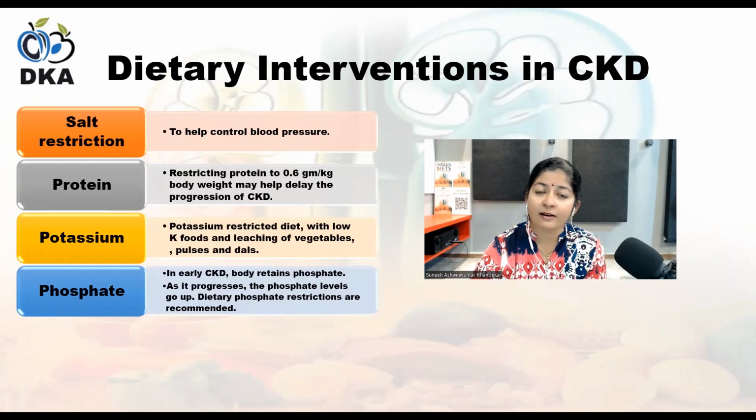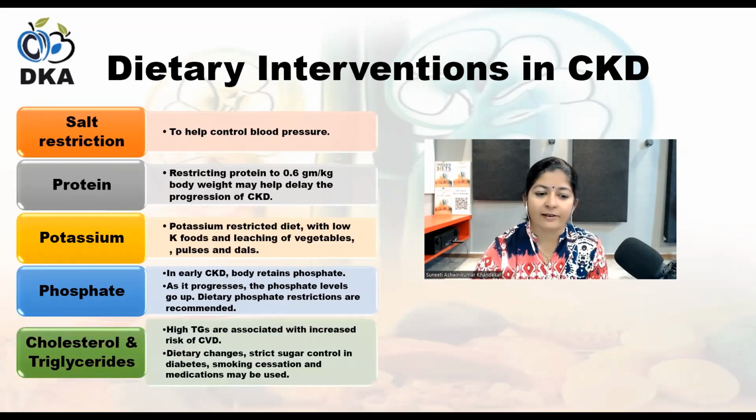Phosphate. Now, in early cases of chronic kidney disease, the body retains phosphate, and as it progresses, the phosphate levels go up. So dietary phosphate restrictions are recommended, and you need to see a qualified nutritionist for a phosphate restricted diet, because all diets which have phosphates in them also have protein and potassium in them. So the protein, potassium, phosphate balance needs to be maintained. The P3 balance needs to be maintained, and that is the reason why you should take help of a qualified nutritionist while planning this kind of diet, and not just follow any diet, because protein is very important in case of chronic kidney disease.